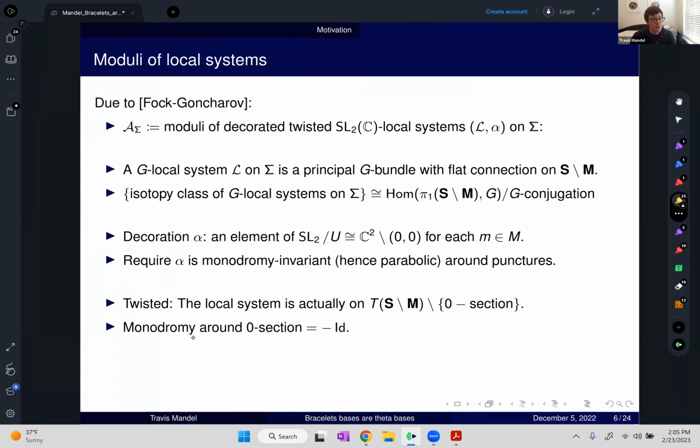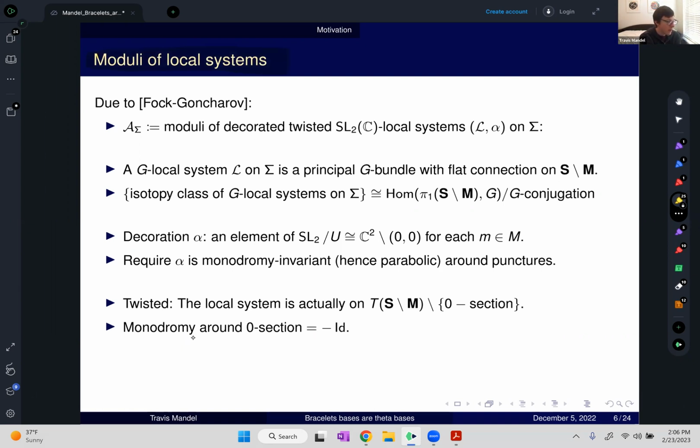I want to explain where these ideas are coming from. I think if you haven't seen these relations, they might seem a little ad hoc, like they're coming from nowhere, but there's actually some good motivation for them. So I'll explain two areas where these relations come from. First, look at moduli of local systems. This interpretation is due to Fock and Goncharov.